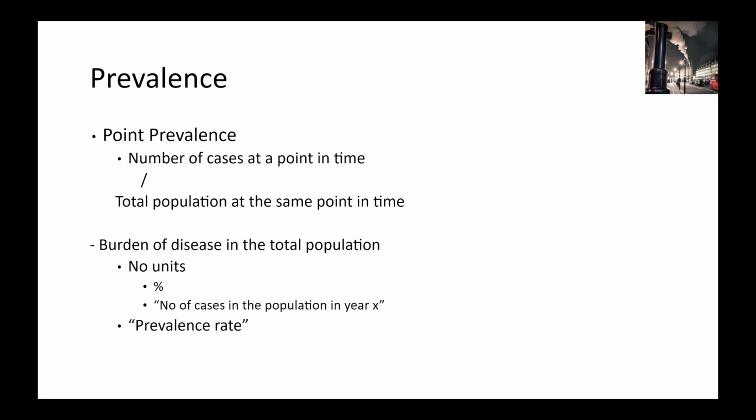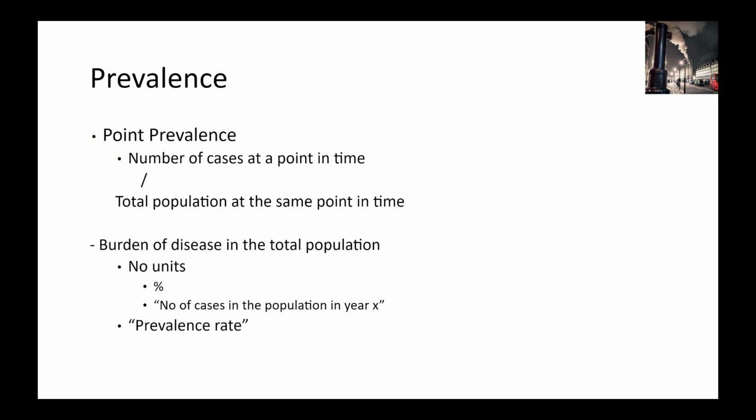Point prevalence is like a snapshot showing how many people are sick at a specific time. We find this by dividing the number of people sick now by the total population. For example, the HIV prevalence in South Africa is nearly 18%, versus less than 1% in other countries.